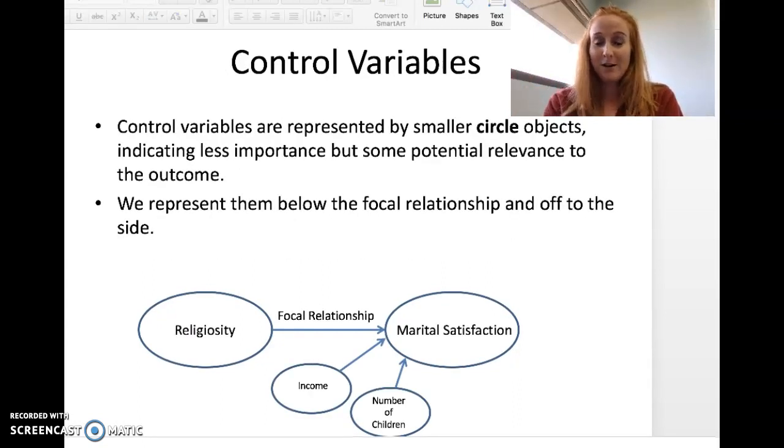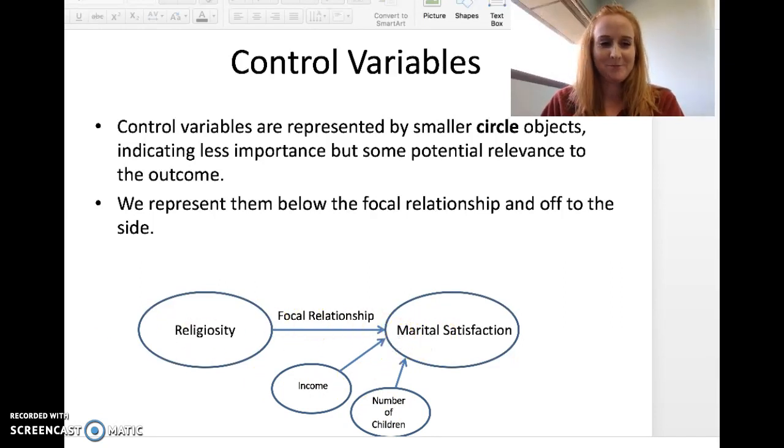Control variables are, again, just additional independent variables. Not the main focus of the study, but ones that we are interested in that we think also influence what happens. We represent those by smaller circles, indicating less importance, but some potential relevance to the outcome or the dependent variable. So we put those a little bit underneath and off to the side. You still have this nice line that goes from here to here, this linear relationship, independent, dependent. And then you stick the little control variables off to the side. These are sideshow, other relevant things that also point to that outcome. So you just put little bubbles, again a little bit smaller, off to the side. We think that knowing a person's income and how many children they have may also influence how satisfied they are with their marriage.